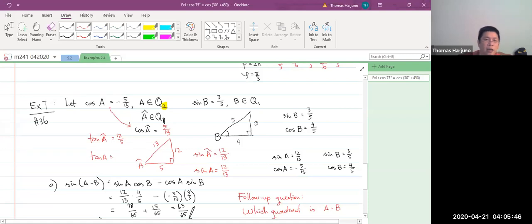Notice that angle A is in quadrant 2. If tangent A hat is positive 12 over 5, tangent A will be negative 12 over 5 because A is in quadrant 2. Now how about tangent B? Well, B is in quadrant 1, that's quite easy. So tangent A will be negative 12 over 5, and tangent B will be 3 over 4.